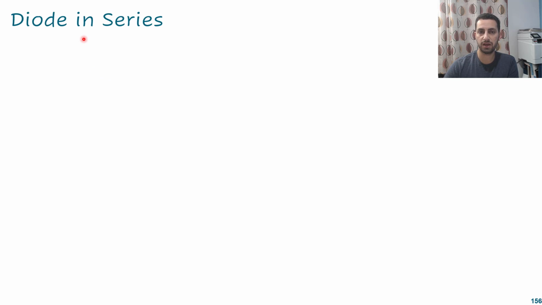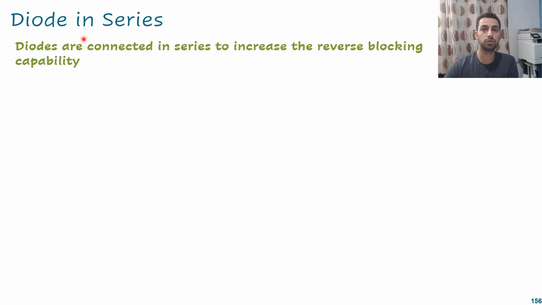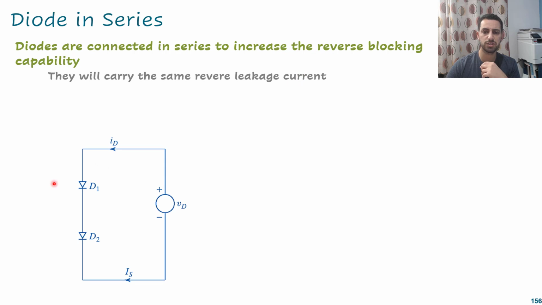So, diodes in series: why do we want to connect diodes in series? Sometimes we want to apply a voltage across a diode in reverse bias, but that voltage is higher than the capability of the diode. So sometimes we combine two diodes in series to be able to block that higher voltage. The diodes are connected in series to increase the reverse blocking capability, and this is one of the examples.